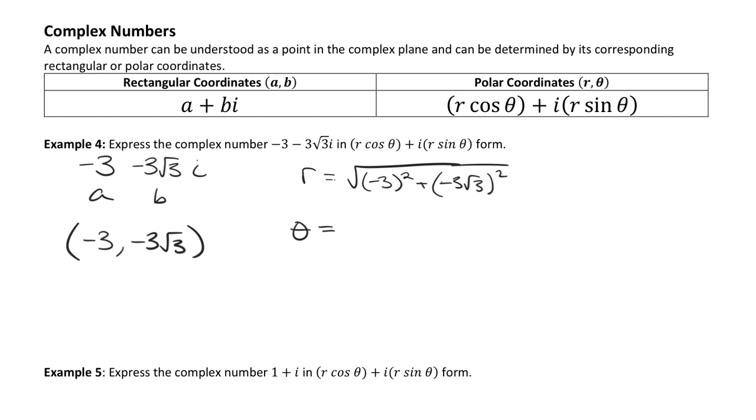So negative 3 squared is 9. Square root 3 squared is 3. 9 times 3 is 27. Add those numbers together. We end up getting 6. That's nice.